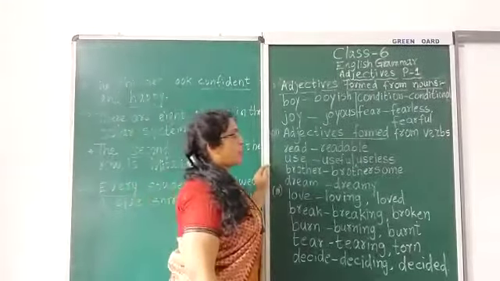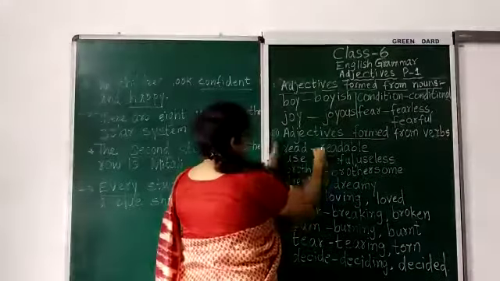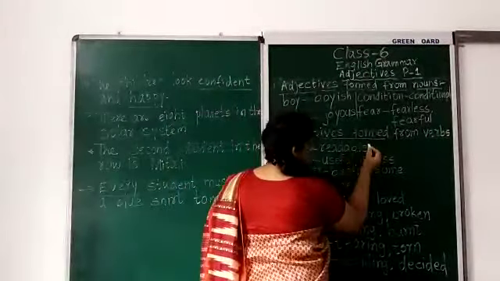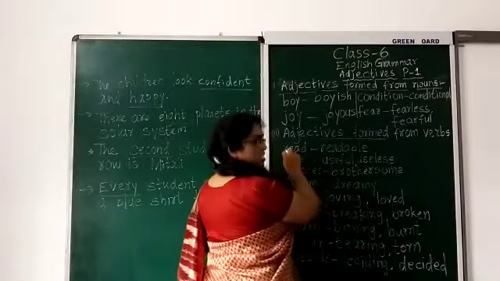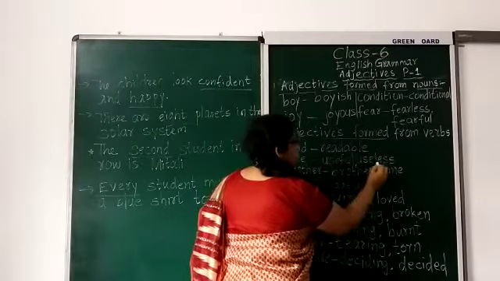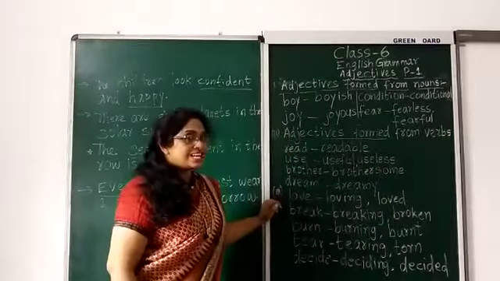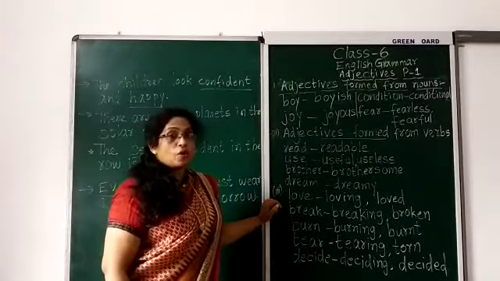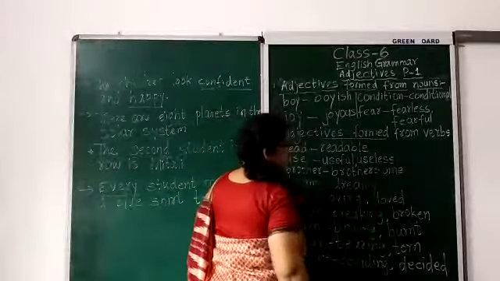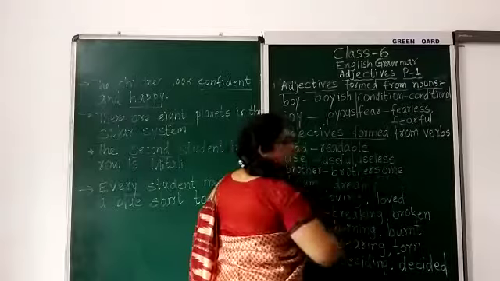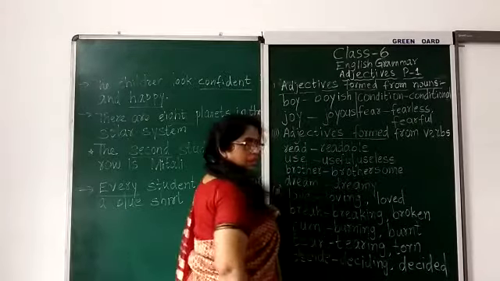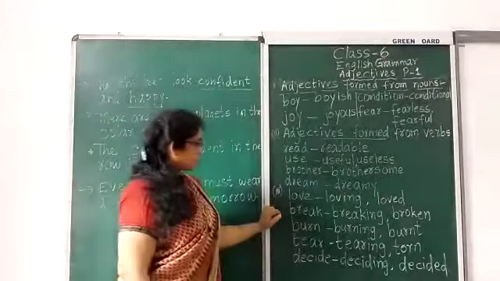Next, adjectives formed from verbs. Here these are the verbs. Read. Read plus able, A-B-L-E. Now it is the adjective and here it is the verb. Use, verb. Use ke saath ful or less, useful or useless. These two are the adjective forms of use. Next, brother, brotherly. Brotherly is the adjective form. Dream, dreamy. Dreamy is the adjective form.